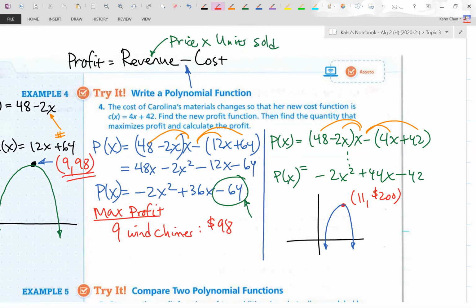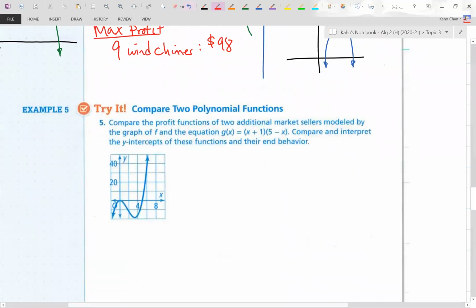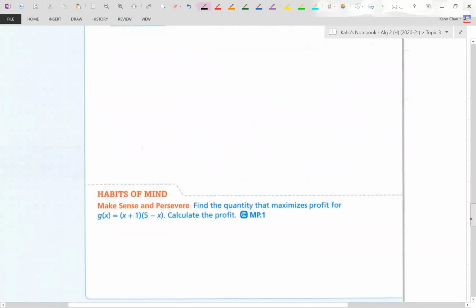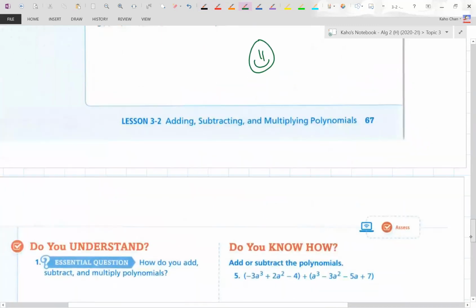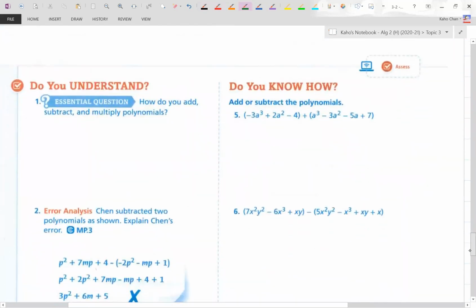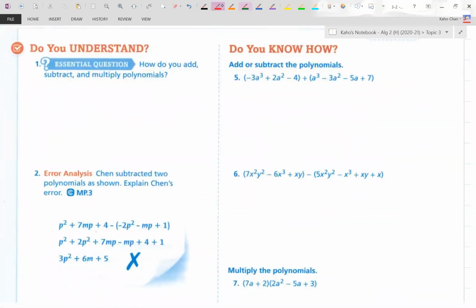I don't know about you, that was a little bit lengthy there. I'm ready for the last page. Let's go ahead and do it. We're going to skip number 5. All right. Last page. Here we go. Yay! Some more adding, subtracting. Let's do it. Let's do number 5 here off to the right.